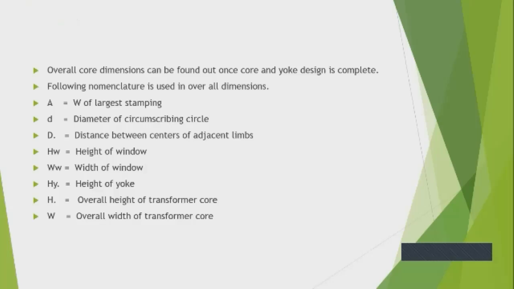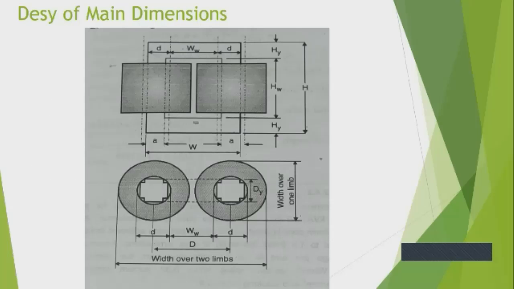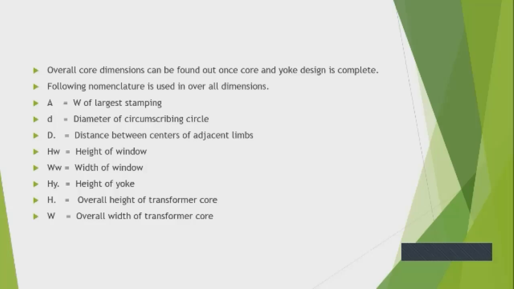Following are the nomenclatures for overall core dimensions, which can be found out once the core and yoke design is complete. The following nomenclature is used in all overall dimensions. See here, A is equal to width of largest stamping. D is equal to diameter of circumscribing circle. Capital D is equal to distance between centers of adjacent limbs.